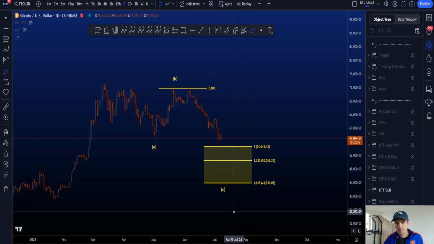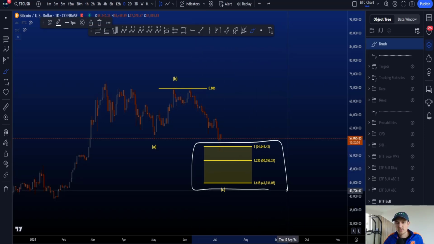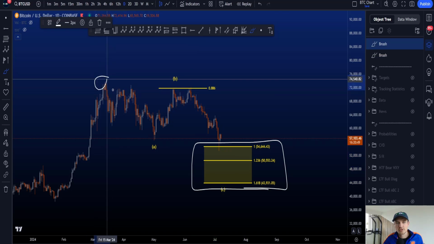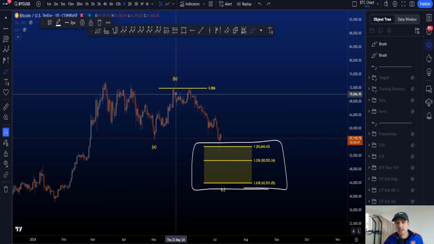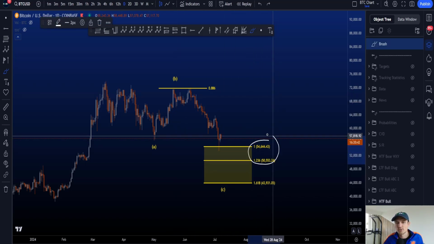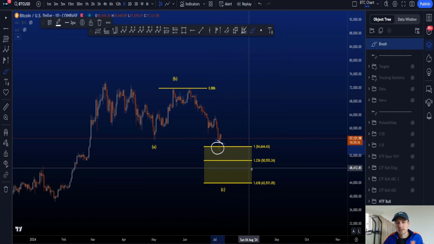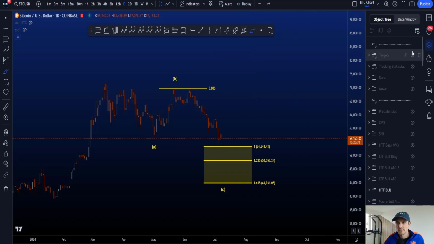The common target area for your wave C is between the 1 and the 1.618, a trend-based fib extension taken from the start to the end of A to the end of wave B. Now the most common target area is the 1 to the 1.236, so that would be 54.6 to 50.5k, which is pretty much the area that we have hit. As you can see, the 1-to-1 over here was nicely tapped.